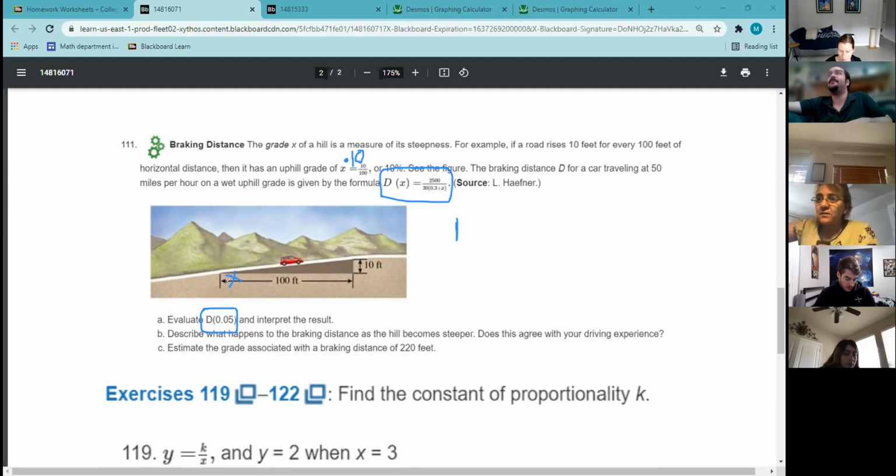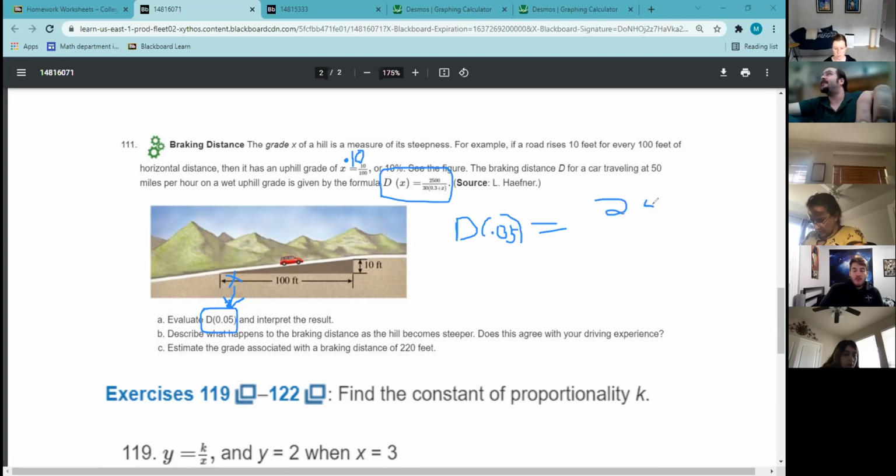This goes back to knowing what a function is. Do we know whether we're plugging into the x variable, or into the y variable, the D, a.k.a. D of x? If we do that, I hope this one takes you a few seconds. D of 0.05 is what we get when I plug 0.05 into my function.